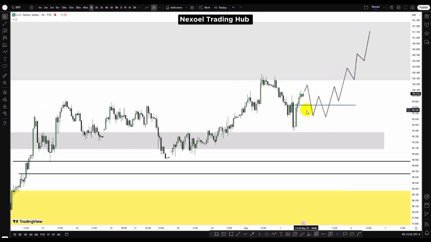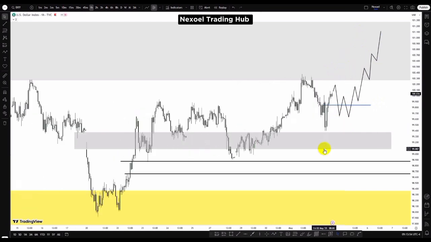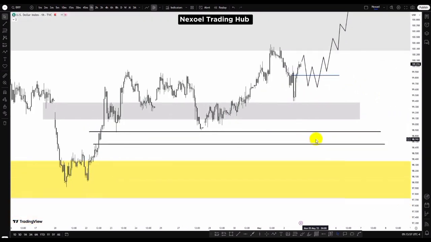Except price violates the zone, then we may see bearishness. First, we'll be looking at this zone here, this 4-hour bullish fair value gap. If price strongly violates that, then we will see how price would continue more bearish to the downside.